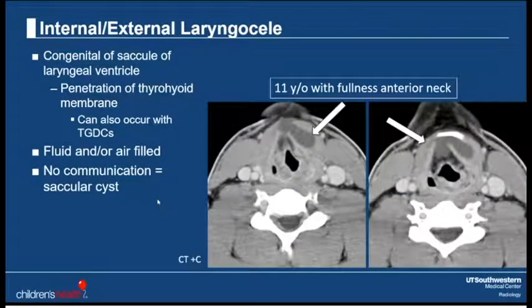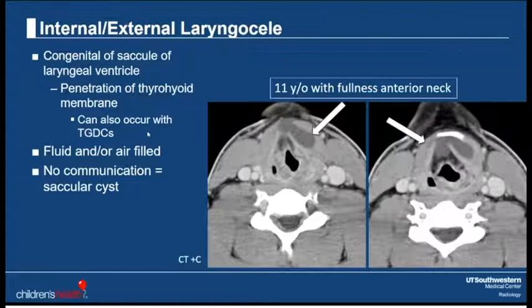Internal or external laryngoceles or saccular cysts can also present very similar to thyroglossal duct cysts. It's a congenital saccule of the laryngeal ventricle. It usually penetrates the thyrohyoid membrane, and that results in the external component. This can also occur with thyroglossal duct cysts, so these need to be confirmed on direct laryngoscopy.